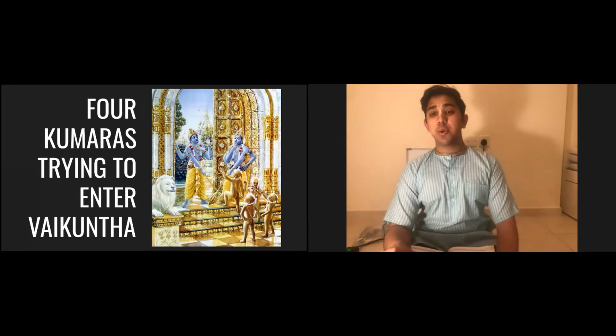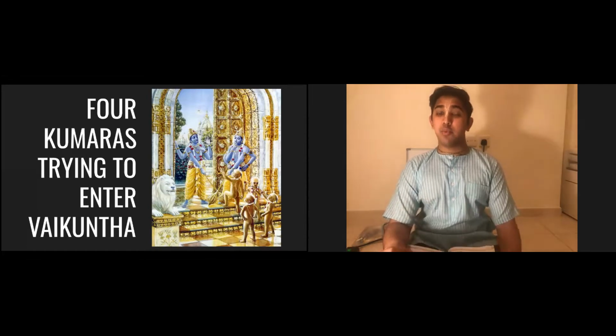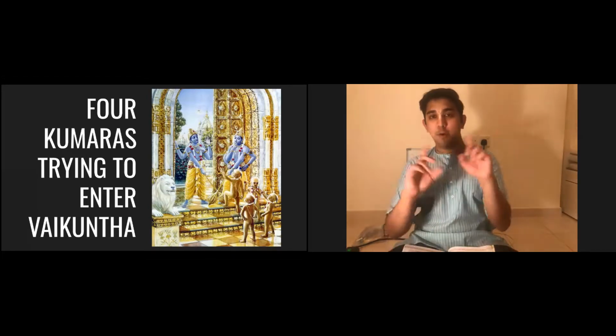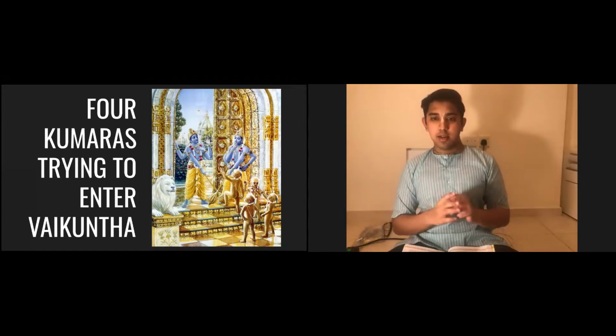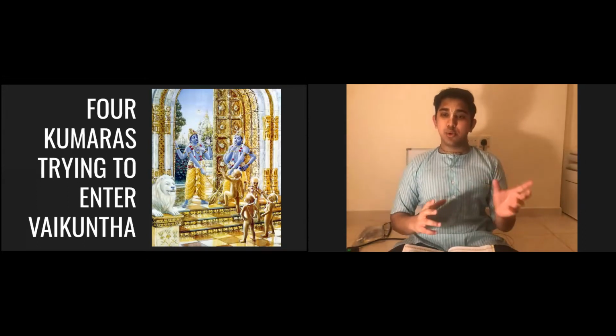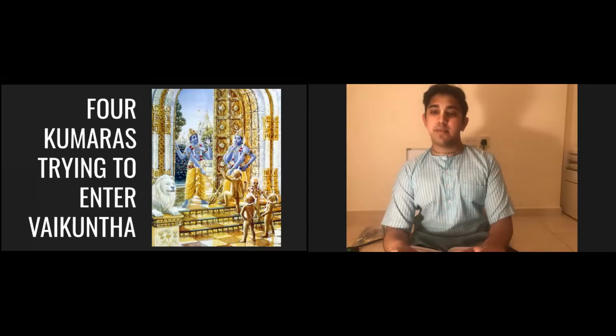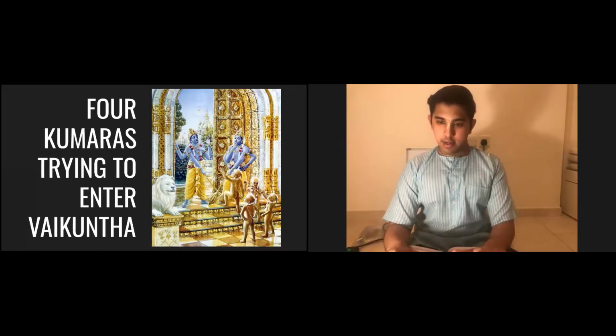And they try to enter Vaikuntha from the west gate, which is guarded. So there are gates in all cardinal directions. And the west gate has these two gatekeepers, Jaya and Vijaya, who block the four Kumaras.